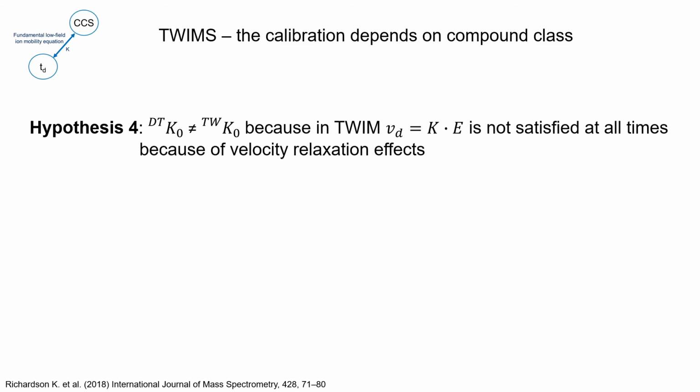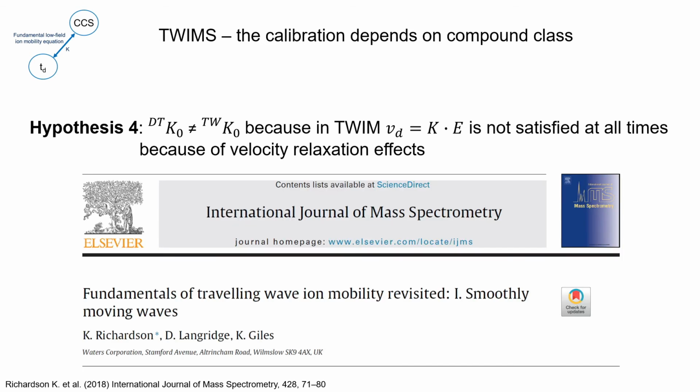A fourth hypothesis is that velocity relaxation effects are present. In other words, the ions do not respond immediately to field changes. Therefore, their drift velocity is somehow influenced by the constantly changing field, but with relaxation effects. This was proposed for the first time by Richardson and co-workers in 2018 in a research paper published in the International Journal of Mass Spectrometry, where they derived the exact expressions for the trajectory and transit time of ions in a smoothly moving sinusoidal traveling wave device, considering symmetric waveforms.